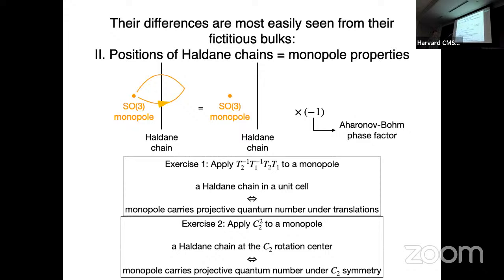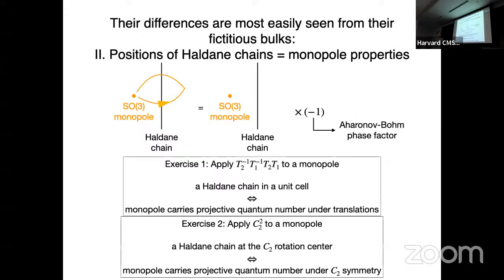After doing this, the monopole will encircle a unit cell. If there is a Haldane chain in the unit cell, I would obtain a minus one phase factor. What this means is that if there is a Haldane chain in the unit cell, the monopole will carry projective or fractional quantum number under the translation symmetry. Those two translation symmetries are supposed to commute, but now they do not commute on the monopole. That's why the quantum number is fractional. So from this example, we see we can detect whether there is a Haldane chain by doing this sequence of operations.